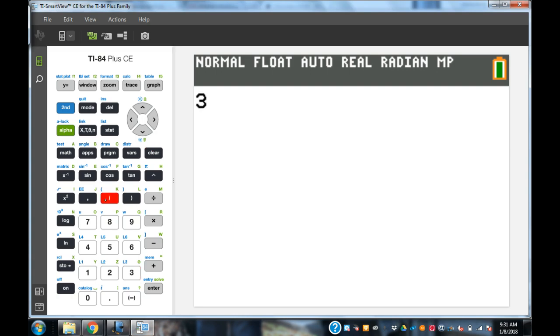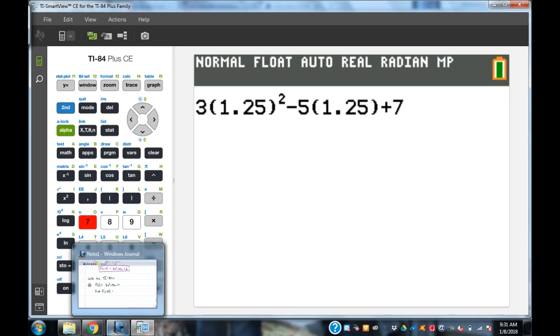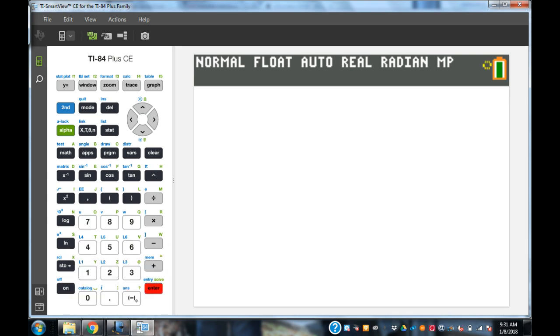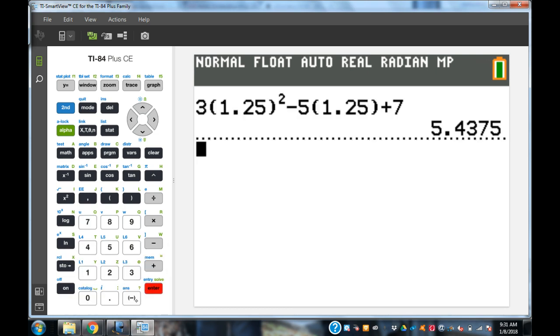I'm going to do 3 parentheses 1.25, close those parentheses, and then I need to square that. So I hit the squared button. Minus 5, sorry, that's minus 5, parentheses 1.25, plus 7. And then I just hit enter. And I get this decimal form of that, which maybe that's what I need.